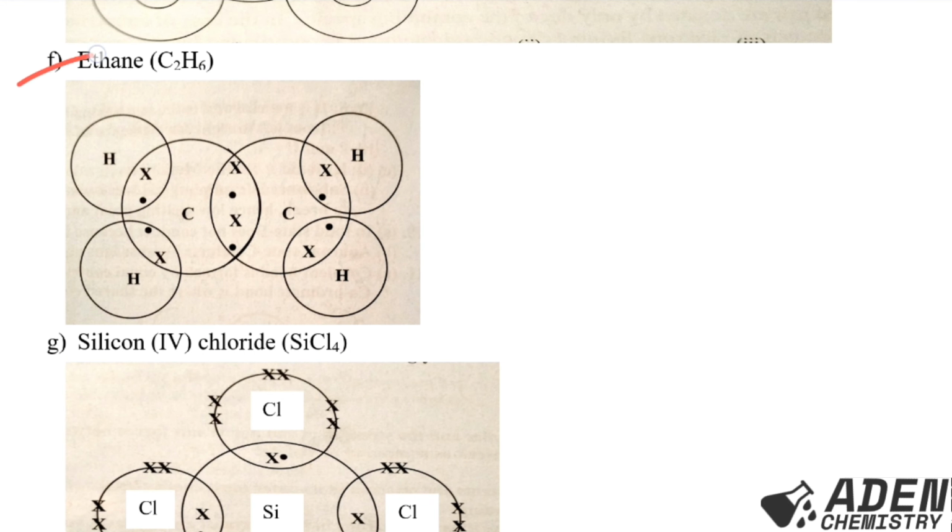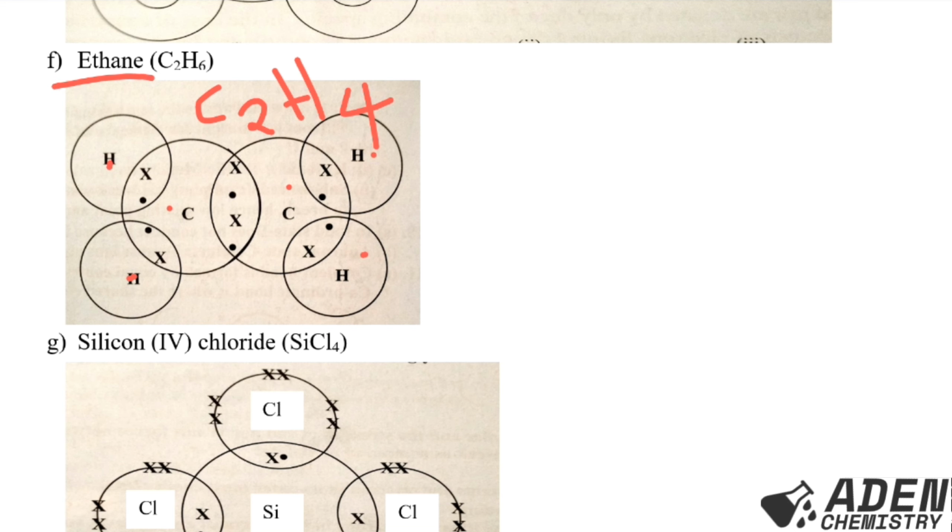So we go to question F, that is ethane. It's written C2H6. The structure that we have here is ethene. It's written C2H4, the way you see, 2 carbon and 4 hydrogen. So the one for ethane, we are going to explain it here.